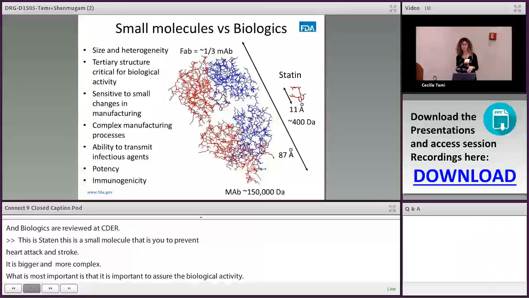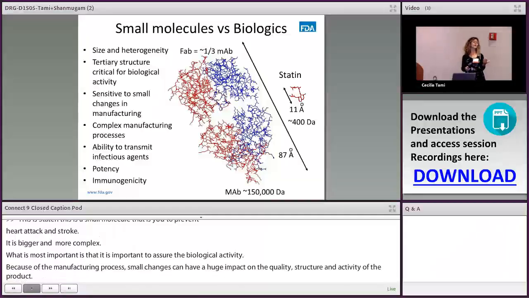of the product. The other safety concern that comes with biologics and some small molecules is that when they are manufactured in living cells, then they have the potential to transmit infectious diseases.